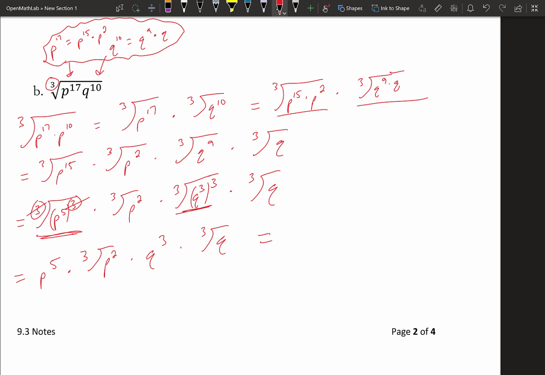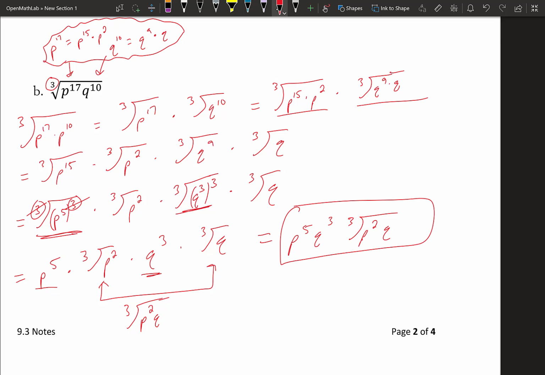So I can put these guys out in front, p to the 5th, q to the 3rd, and then I can apply the multiplication property of radicals in reverse, if you will. When I multiply these two things together, where I put the arrows, that's just the cubic root of the product, p squared times q. So this would be the cubic root of p squared q, and that's our simplified version of that expression.